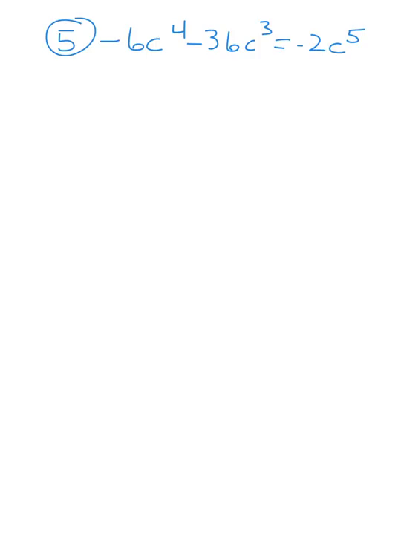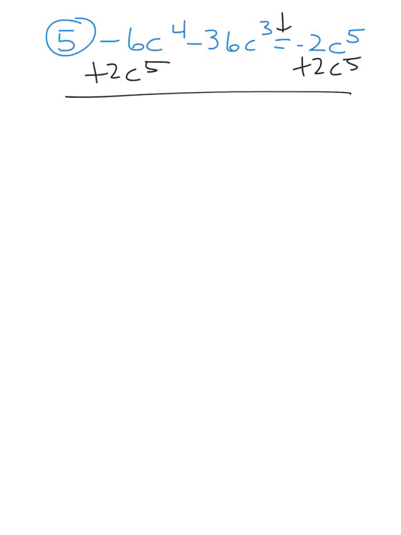In number 5, the first thing I notice is I don't have my equation set equal to 0. So I'm going to have to add 2c to the 5th, and I'm going to do that to both sides. And I want to rewrite my equation in standard form. So my highest power is to the 5th power. So I have 2c to the 5th minus 6c to the 4th minus 36c to the 3rd is equal to 0.